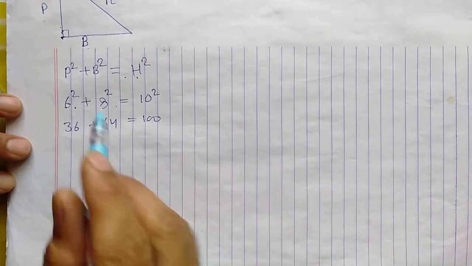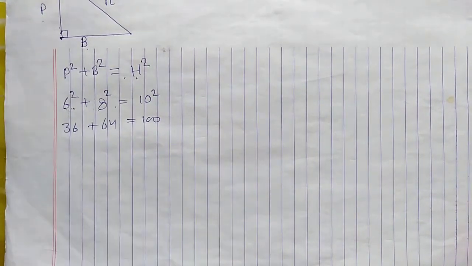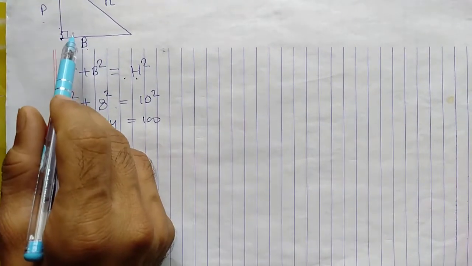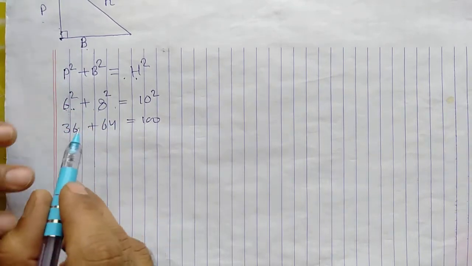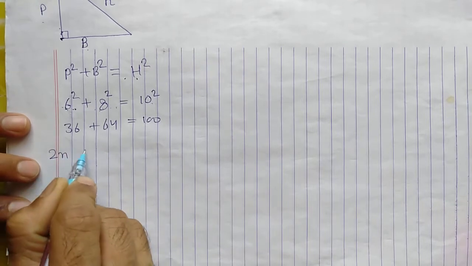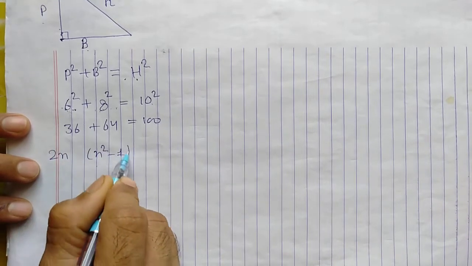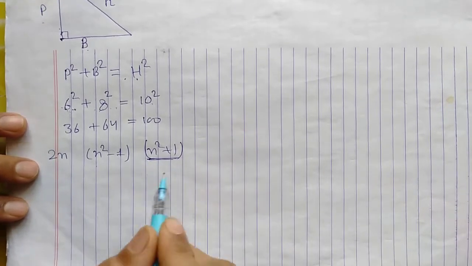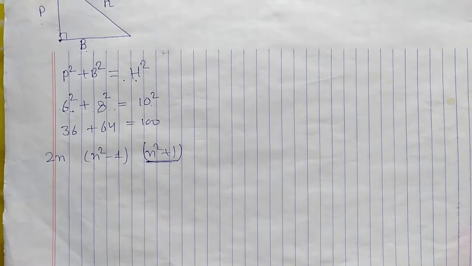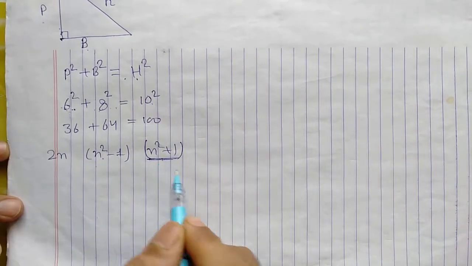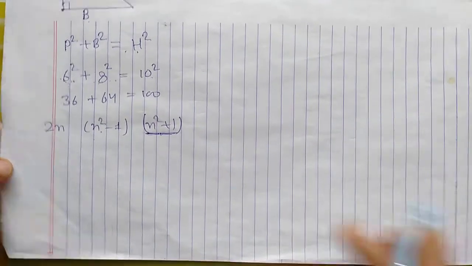In a Pythagorean triplet, this n should always be greater than 1. Why greater than 1? Because if you take less than 1, or 0, a triangle is not possible. So for that we will take greater. So these Pythagorean triplets are 2n, n square minus 1 and n square plus 1. The greater one is the hypotenuse, the smaller one is one side, and n square minus 1 is the other side. This is always the hypotenuse.